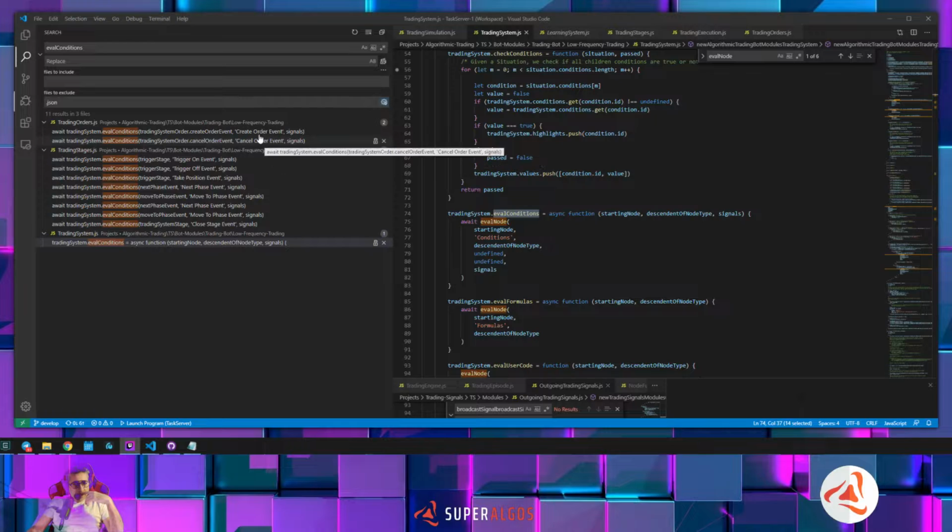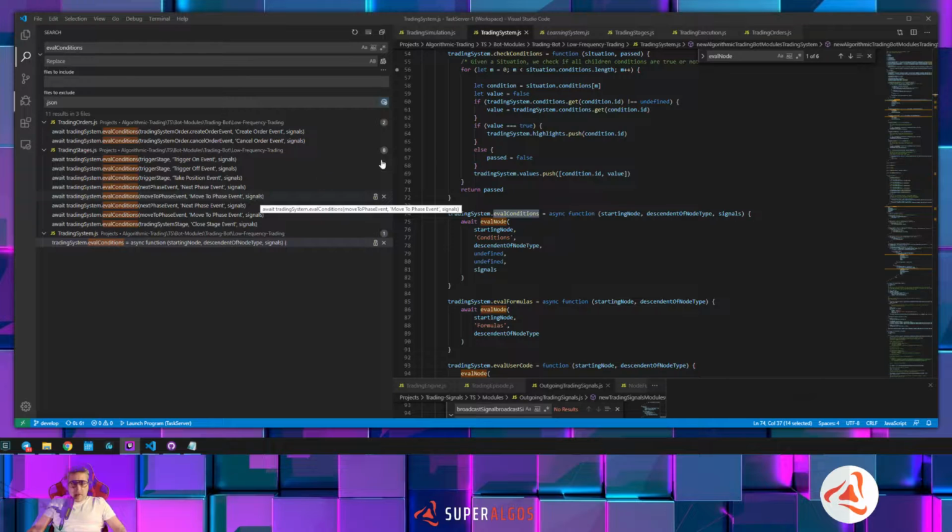So the ones at trading orders are the create order event and cancel order event. And the ones at trading stages are trigger on, trigger off, take position, next phase, move to phase. Probably this is for the stop loss, and maybe this is for the take profit, and the close stage event. These are all our events.